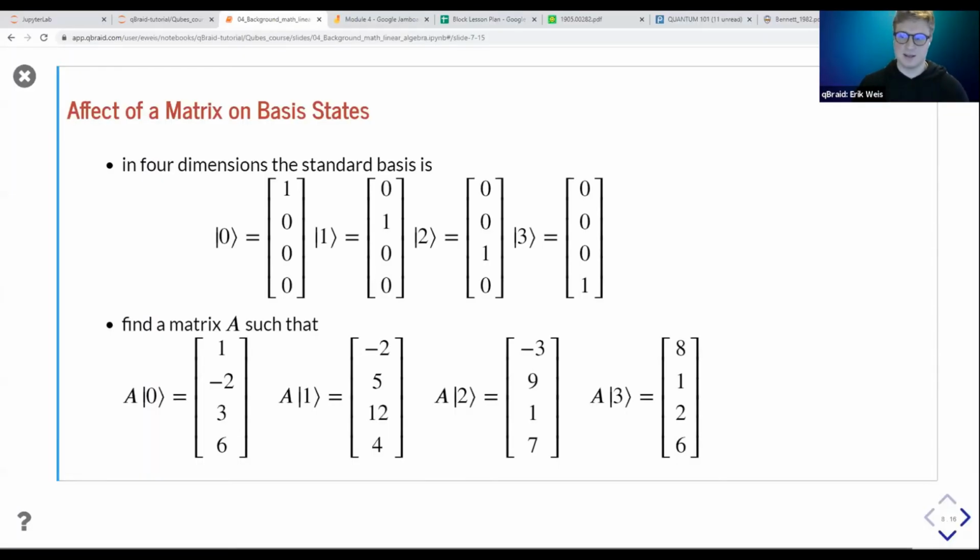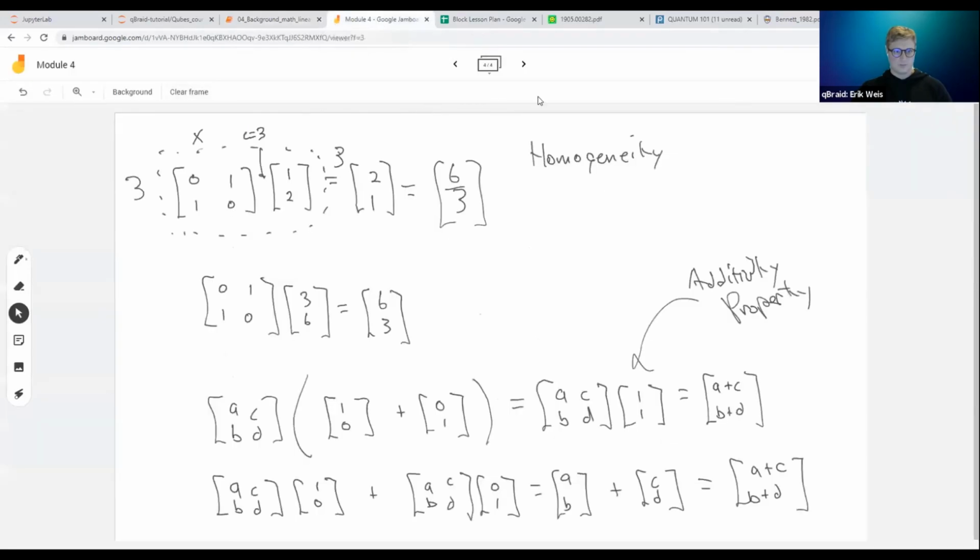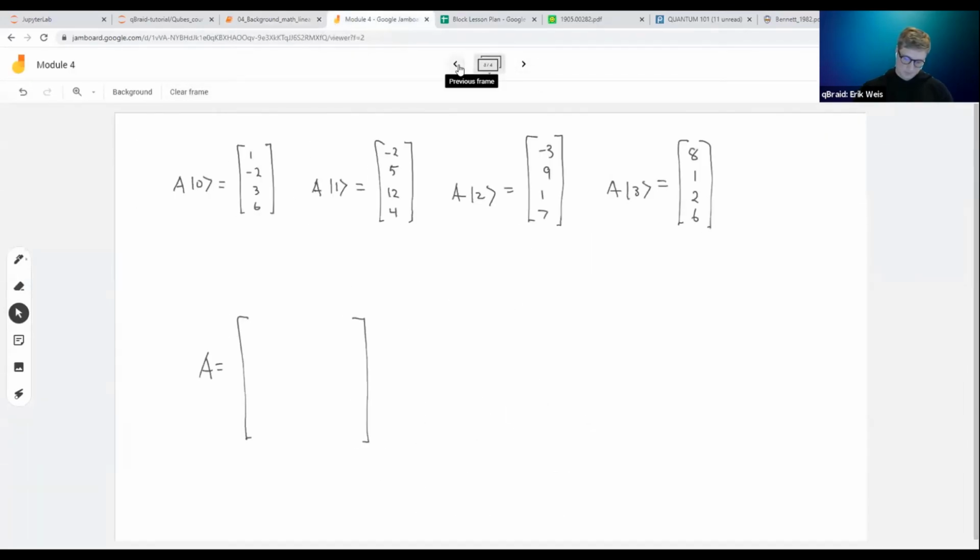Okay, there we go. So we've got the idea. That's right. The idea is that we're going to compile these individual vectors into one matrix. So what does that look like? I've written out the problem. The final matrix, as you've all mentioned, is built from the first vector here, the second vector, -2, 5, 12, 4, -3, 9, 1, 7, 8, 1, 2, 6.